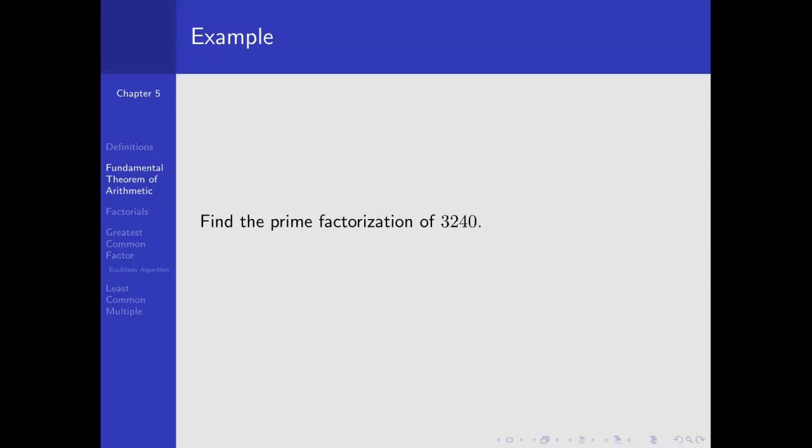Now, to do this, I'm going to do this in a pencast. So you should pause now and go follow this link. It'll take you to Blackboard where the pencast for this example is posted. And in this case, you're going to see something you might have seen before, where I'm going to use a tree diagram to factor 3240 into its prime factorization.